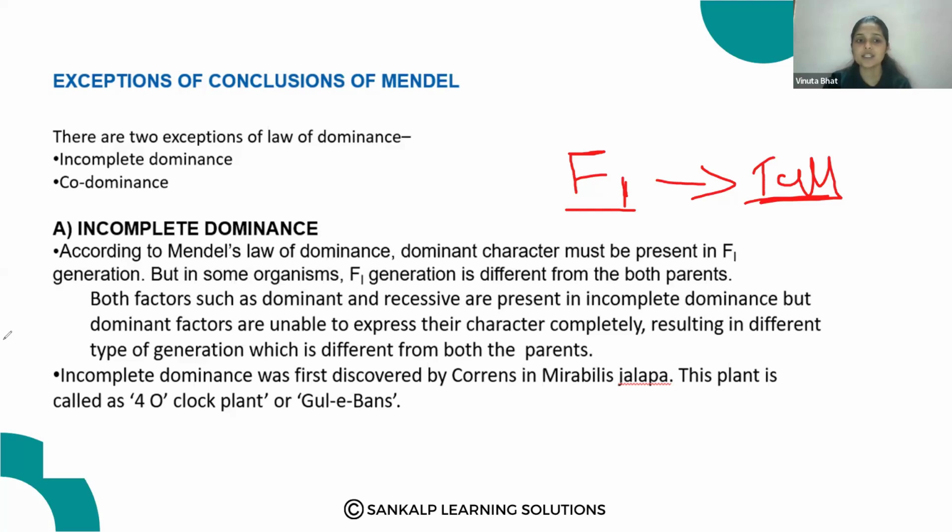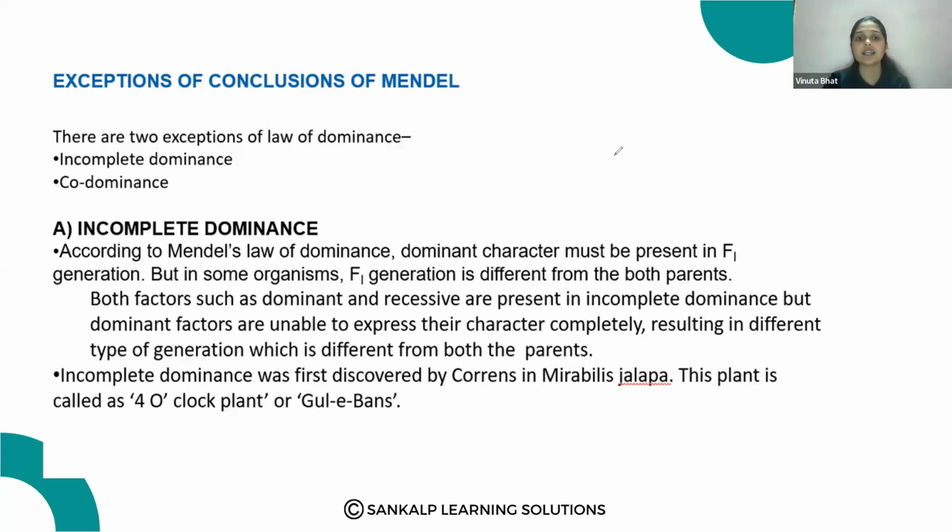How do you define incomplete dominance? Here the dominant gene is not able to dominate over the other gene, so as a result an intermediate type is formed, so that is called incomplete dominance.